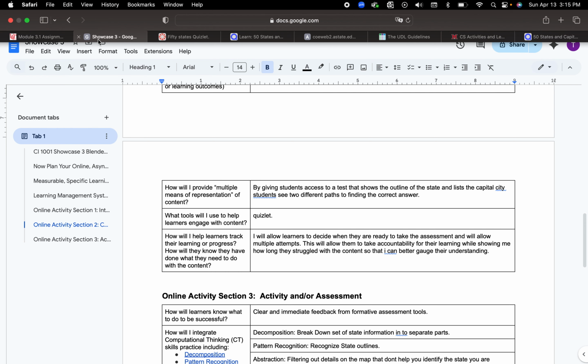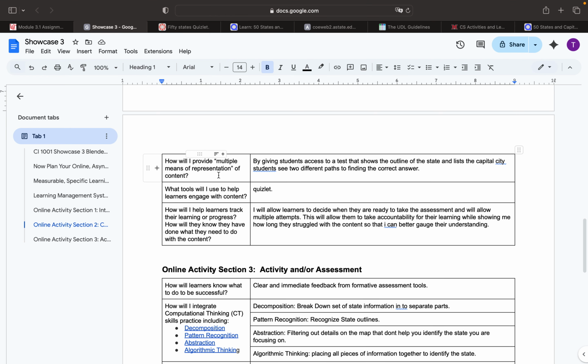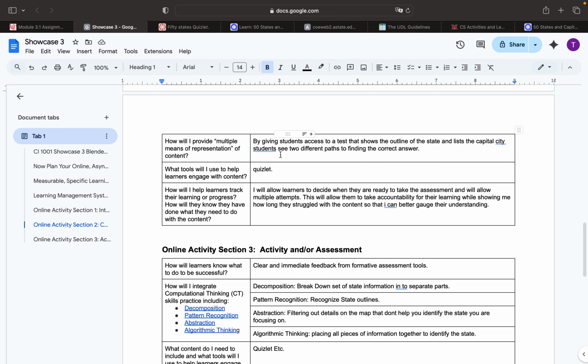All right, hop back over here. So that's your different paths there to finding the correct answer, because they can look at it and say, okay, I don't remember what capital this goes with, but I do know that outline is Alaska, and therefore I know Juneau is the capital of Alaska. So they've got those different paths to get the correct answer, and it works really well as a formative assessment tool, because maybe they already know the state, but that helps them learn the capital along the way.